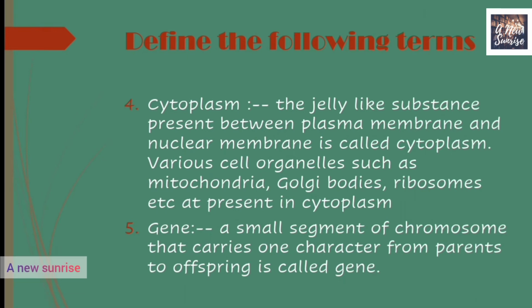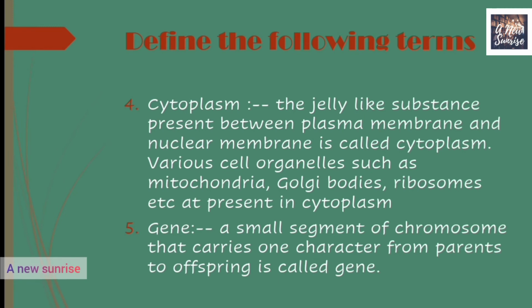Various cell organelles such as mitochondrion, Golgi bodies, ribosomes, etc. are present in the cytoplasm. So this was the definition of cytoplasm. Now let us go towards our next term that we have to define, that is the gene. What is the gene? A small segment of chromosome that carries one character from parents to their offspring is called a gene. Gene is a unit of inheritance in the living organism. It carries parental characteristics to their offsprings.